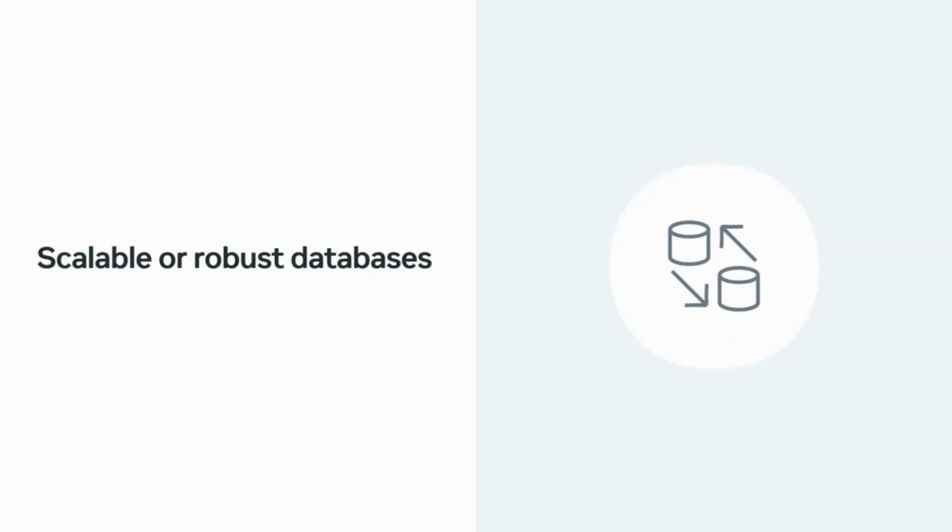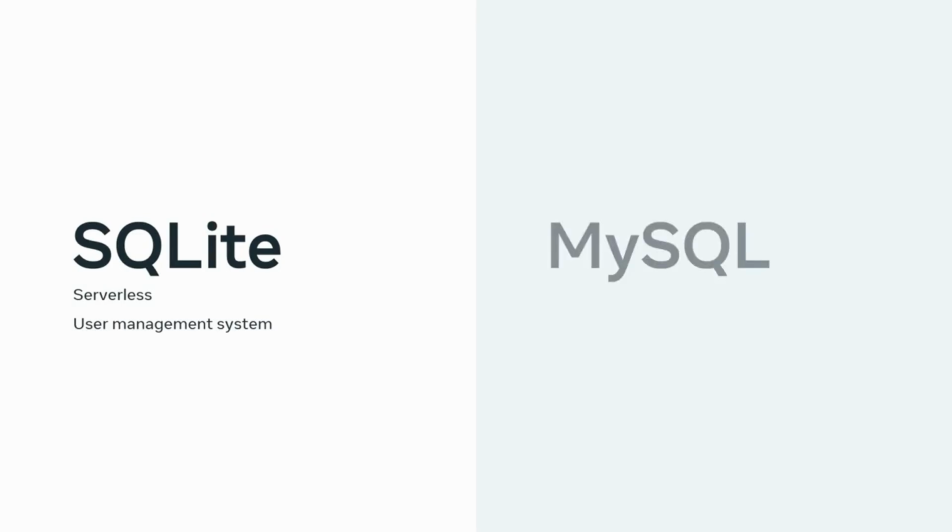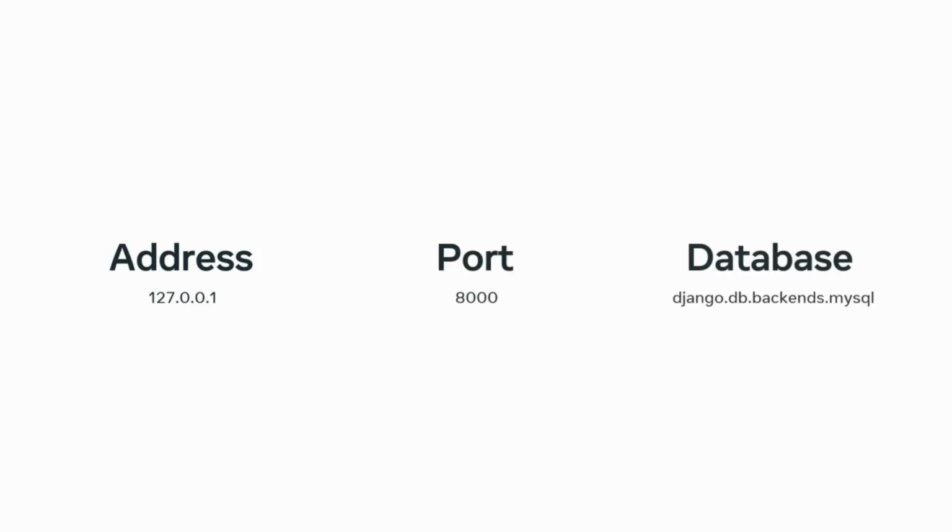But there may be occasions where a more scalable, robust database is needed. For example, when moving from a development to a production environment, the SQLite database has a lot of limitations. It is serverless and doesn't have a user management system. MySQL, on the other hand, can be an alternative to SQLite. MySQL has advantages such as being an open-source database. It also has a lot of other advantages over SQLite, such as scalability and authentication. To connect to a MySQL database, you need to provide the address where the database is running, the port number, and the database name you wish to connect to.